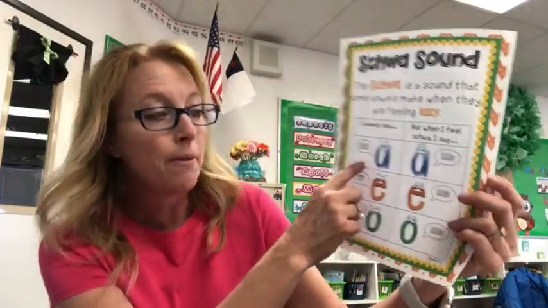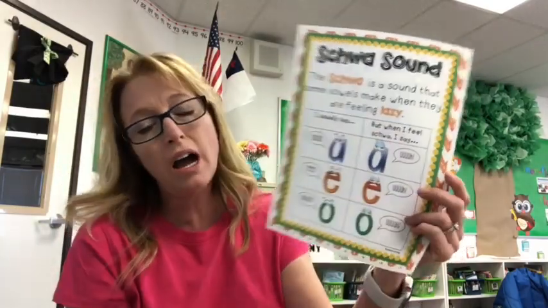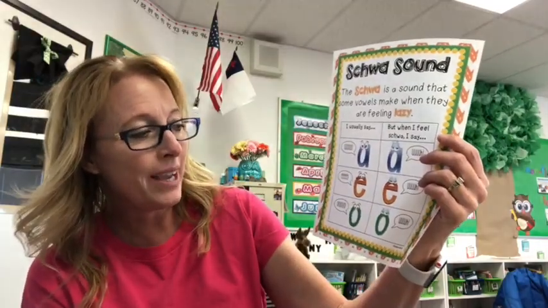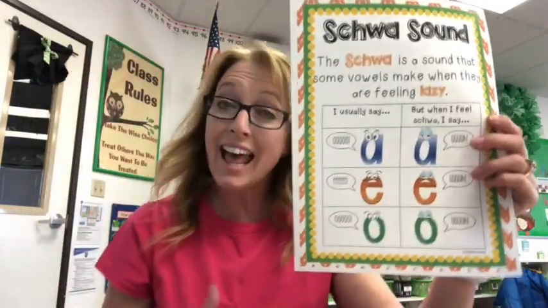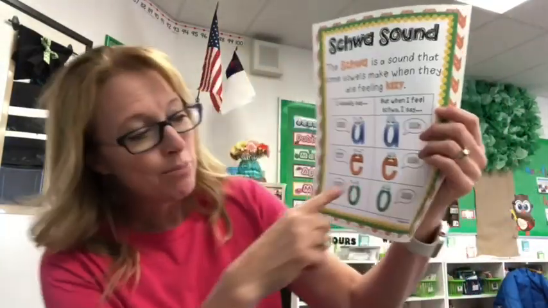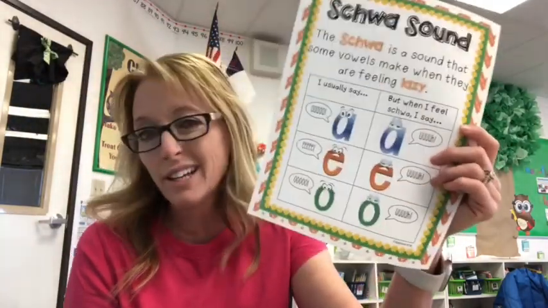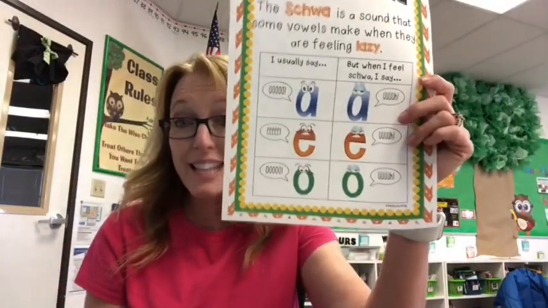So look at our A. An A should say apple, if it's a short A. But when I feel schwa, I say uh. Here's our E. When an E is short, it should say elephant. But when it's feeling lazy, it says uh. What about that O? An O should say, what's the short sound of O? Octopus. But when that O is feeling lazy, it says uh.